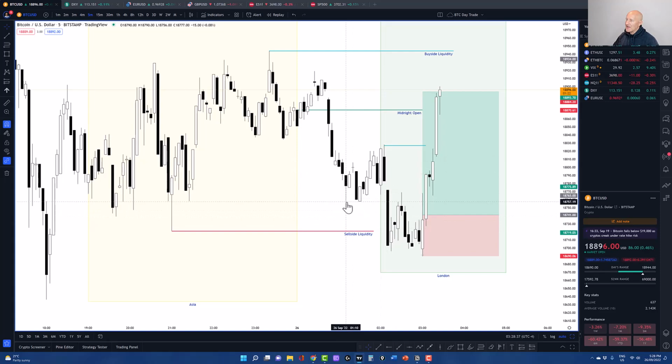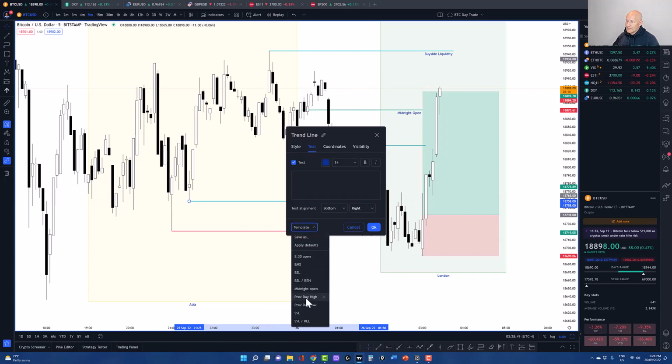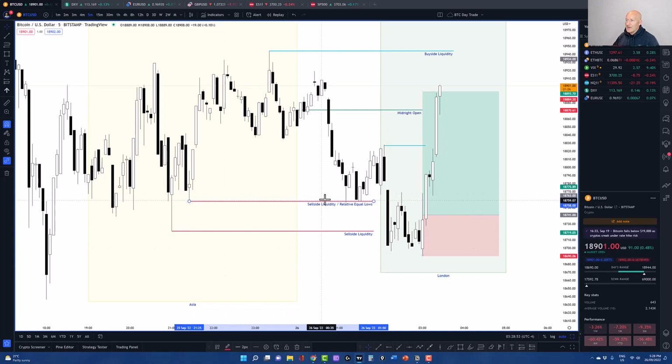We take out the sell side liquidity here. We have sort of relative equal lows, if you like, here and here. So if we just mark that out to make that a bit clearer. So sell side liquidity, relative equal lows here. So this move's taken out all of those stops, and then we've taken out this sell side liquidity here.